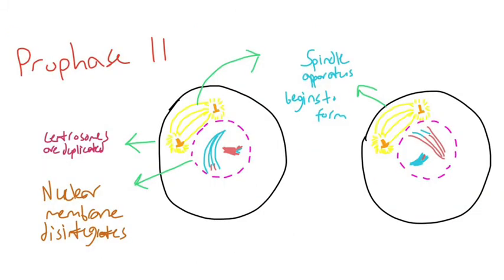Meiosis II is slightly less eventful with the absence of crossing over. In prophase II, centrosomes and their centrioles start to move towards poles of cells, and the nuclear envelope breaks down again.